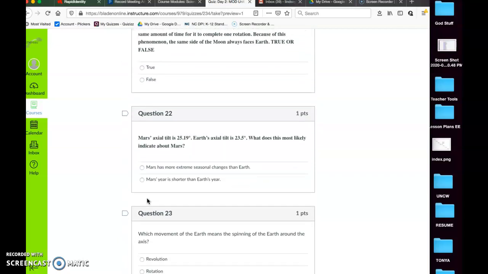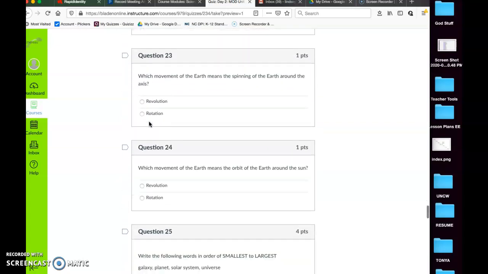Mars' axis tilt is 25.19 degrees. Earth's axis tilt is 23.5 degrees. What does this most likely indicate about Mars? Mars has more extreme seasonal changes than Earth, or Mars's year is shorter than Earth's year.